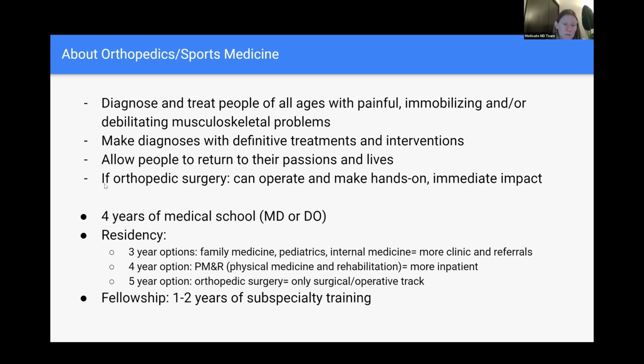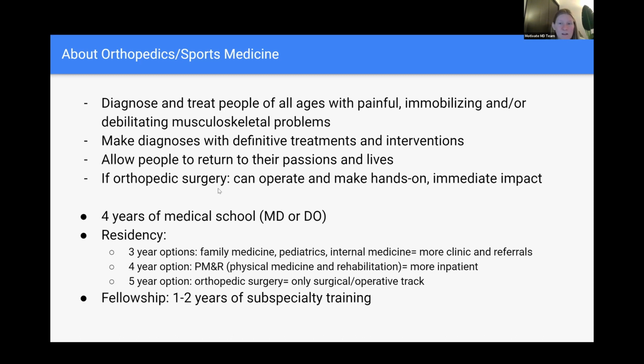And specifically for orthopedic surgery, if you like being in the operating room and you like having that hands-on interaction with patients, you are the person who is operating and can make that immediate impact in their care. So the road to doing these types of things starts with obviously 4 years of medical school, either MD or DO.